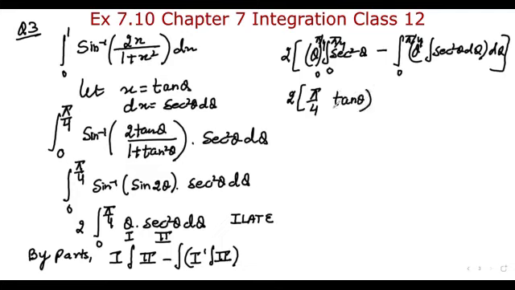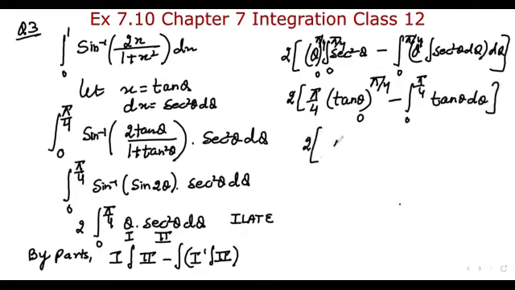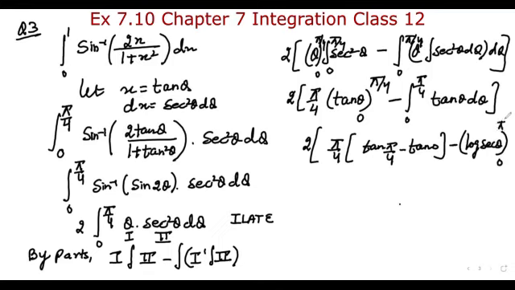And this is 0 to pi by 4, minus, now here the limit 0 to pi by 4 is there, and the derivative of theta, we know, is 1. The integral of sec square theta is tan theta. So this is tan theta into d theta. So this will be 2, this will be pi by 4, and this will be tan pi by 4 minus tan 0. Then minus, the integral of tan theta is log of sec theta. So this will be log of sec theta, and the limit is 0 to pi by 4.